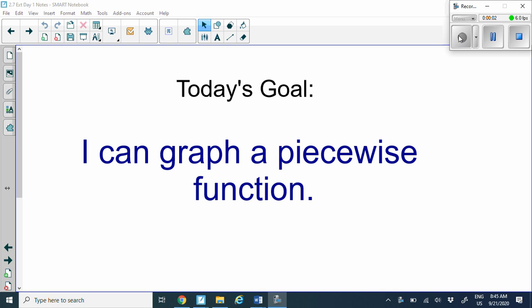Hey guys, so here are the notes for 2.7 Extension Day 1. This is all going to be talking about how do we graph piecewise functions. Now this is going to be in 3 parts, so make sure you watch all 3 parts.